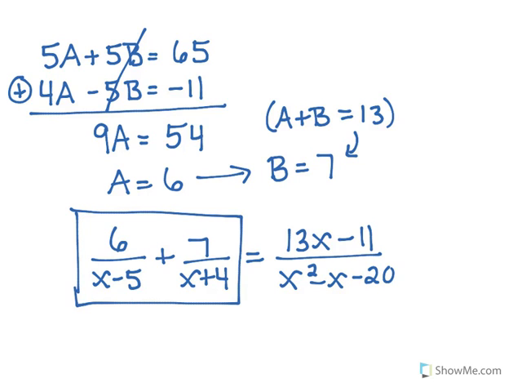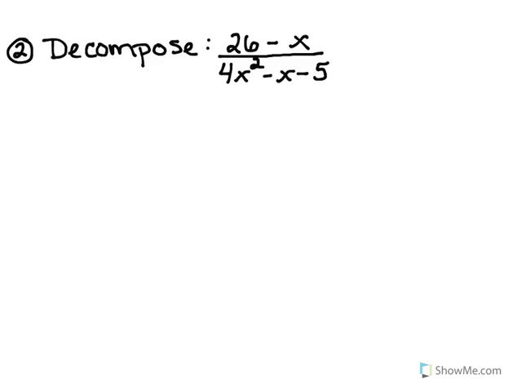Alright, so on to problem number 2. We're going to try to decompose 26 minus x over 4x squared minus x minus 5. So the first thing I need to do is factor the denominator. So we need to come up with factors of 4x squared minus x minus 5. And again, we're going to write this as a sum of two fractions.